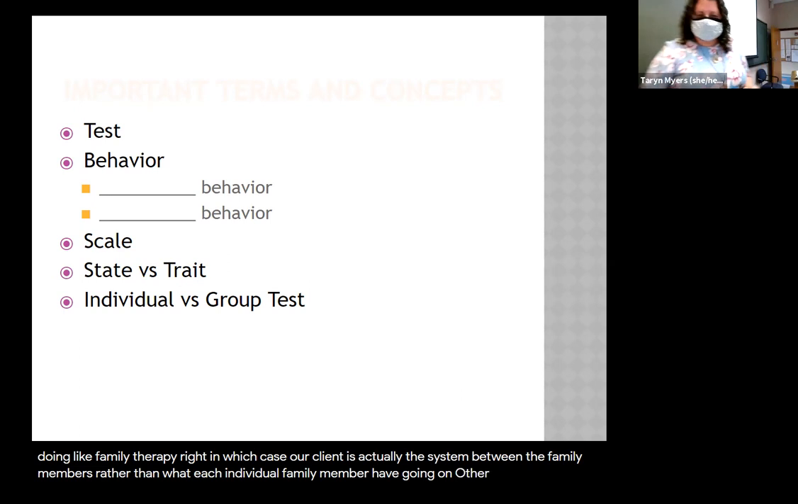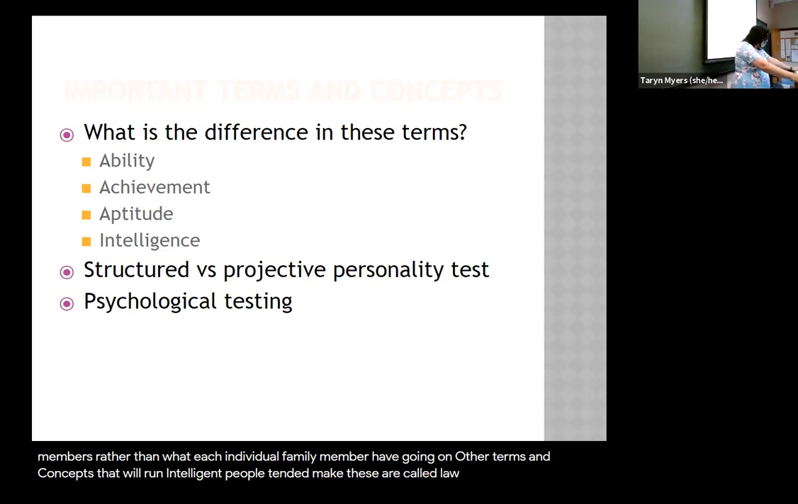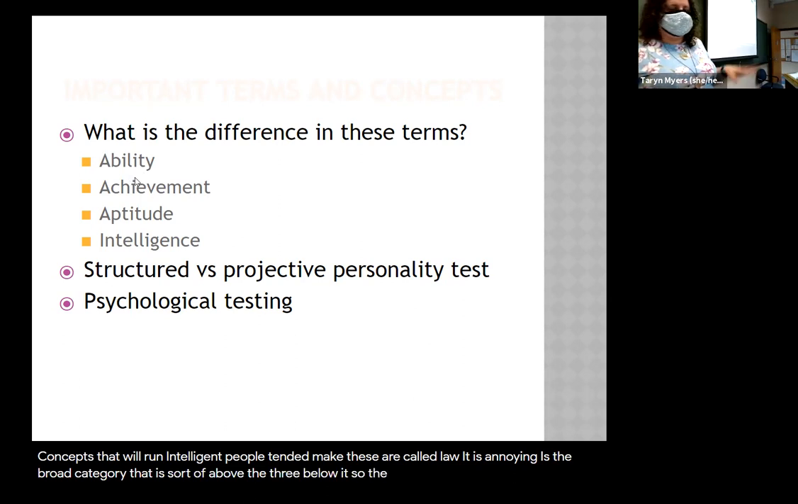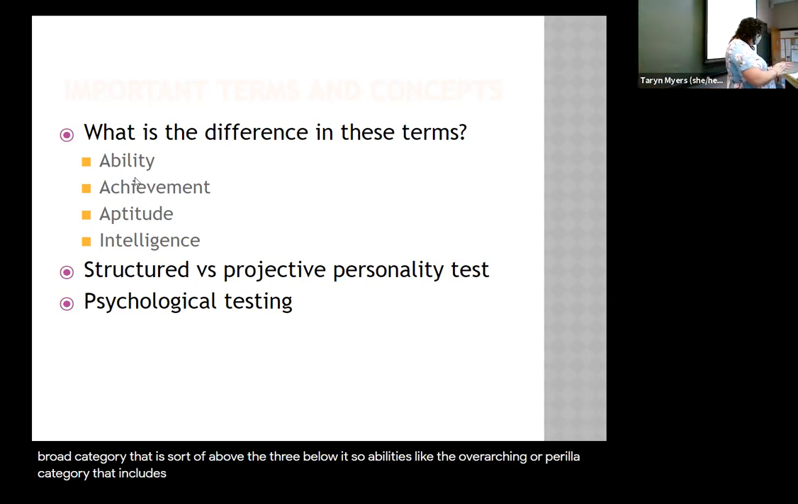Some other terms and concepts that we'll run into: ability, achievement, aptitude, and intelligence. People tend to mix these up a lot. Ability is the broad category that is above the three below it. Ability is like the overarching or umbrella category that includes achievement, aptitude, and intelligence.